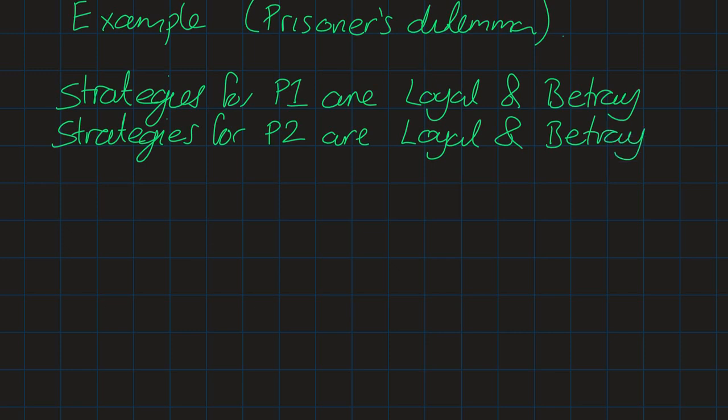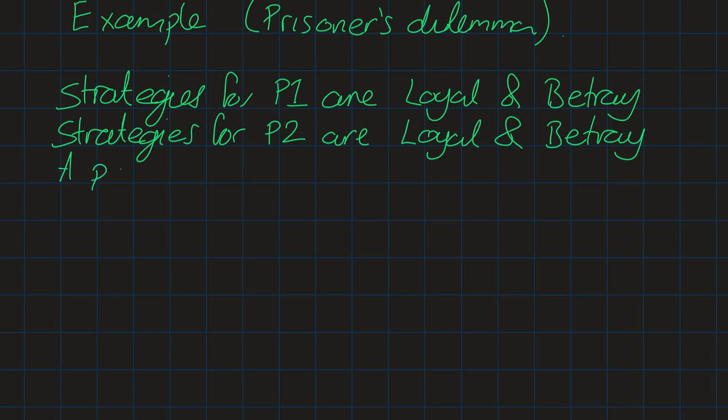It's not always true that in every game all the players have the same strategies available. Sometimes in some games, certain players have different choices than other players. But in the prisoner's dilemma, both players, player 1 and player 2, have the same set of choices. They can be loyal or they can betray. These are the strategies available to them.